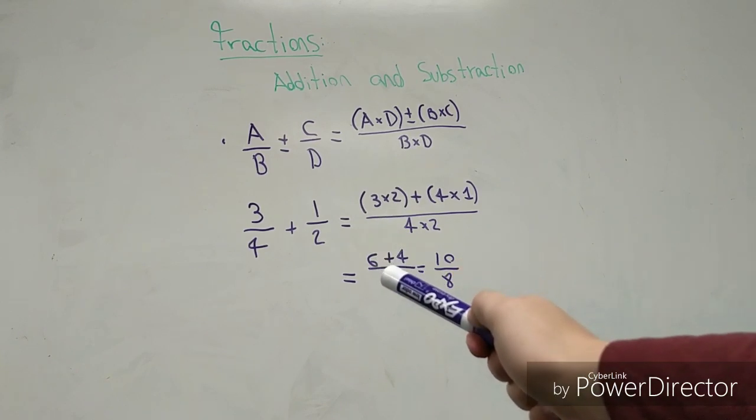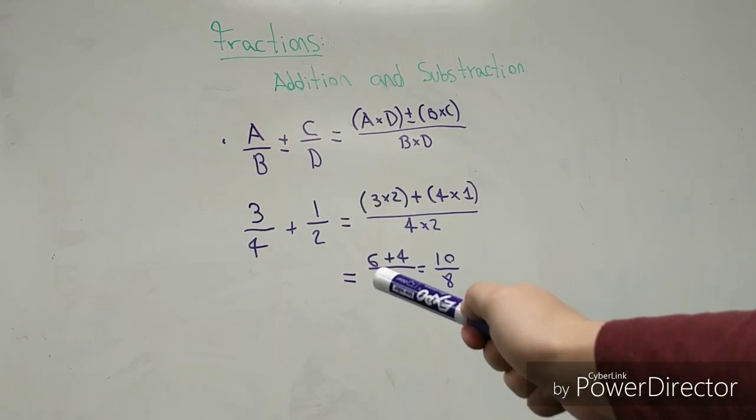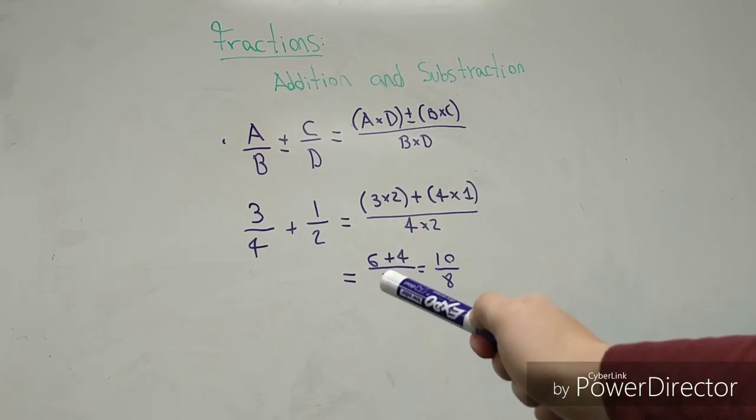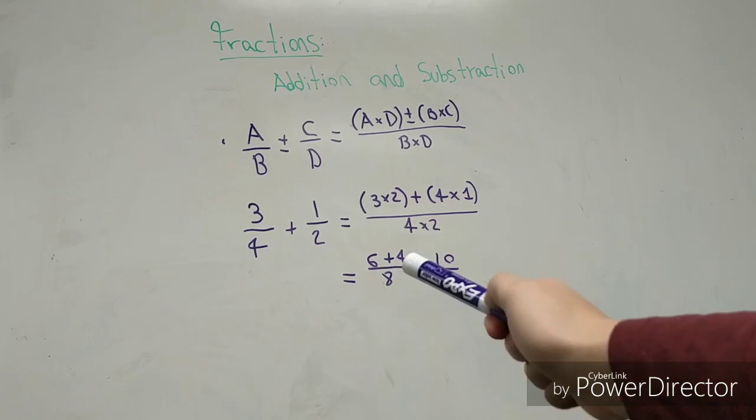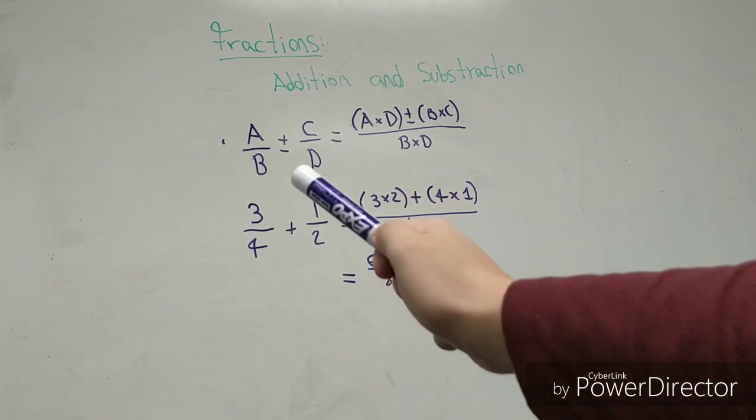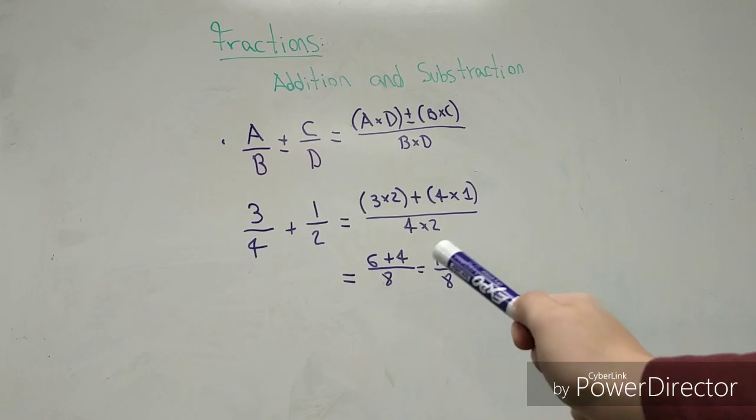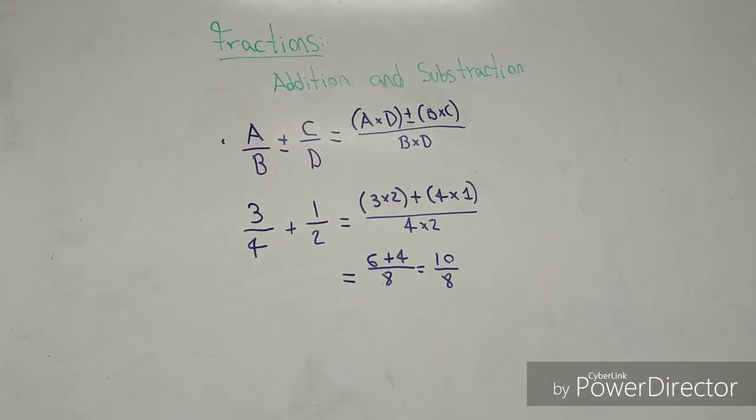After that, we just know that 3 times 2 is 6, 4 times 1 is 4, 4 times 2 is 8, and then we just make the addition, and we have our result.